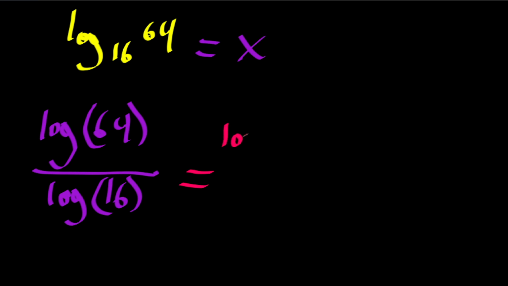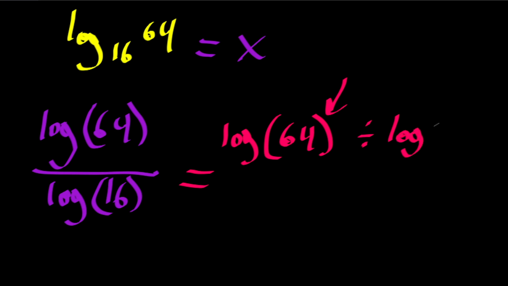You will hit the log button, and it will open a parentheses. You're going to type 64, but make sure you end this parentheses. Okay? Then you're going to hit your divide button, then log, it will open up another parentheses, then you'll put in 16, and it should give you 1.5.